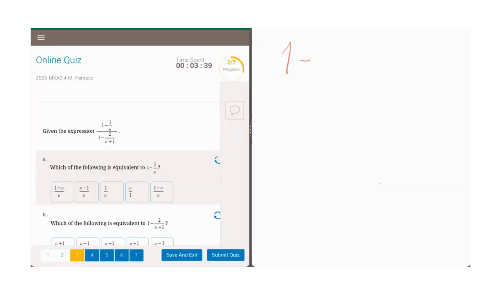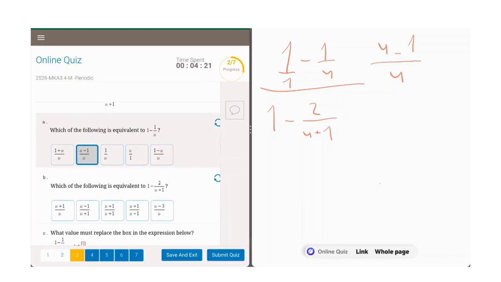Here we have 1 minus 1 over u all over 1 minus 2 over u plus 1. We need to find which is equivalent to each of the parts of the big fraction. So what they want is the simplest form of the top fraction using the LCD. So to make 1 over 1 minus 1 over u have a common LCD, we have to multiply 1 over 1 by u on both sides. So it'll be u over u minus 1 over u, or you can just simplify and write it like 1 over u all over u. And that will be the answer to A.